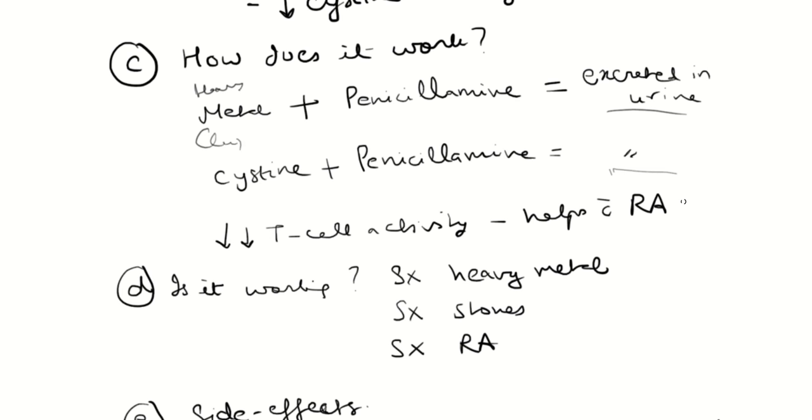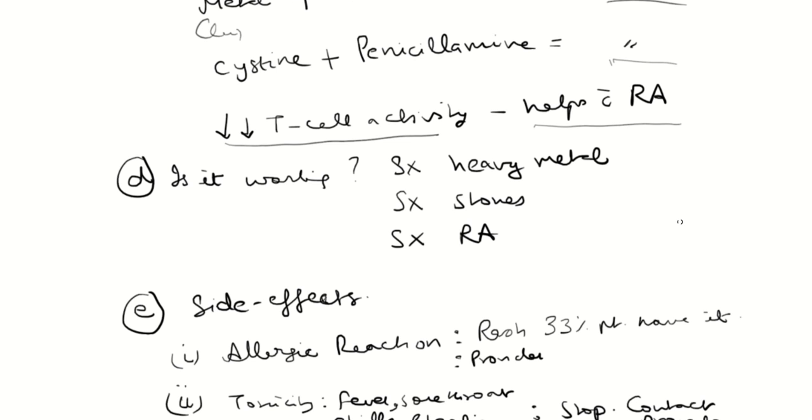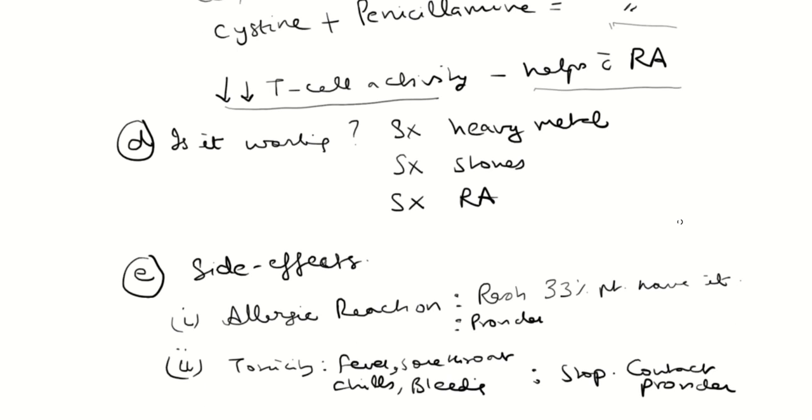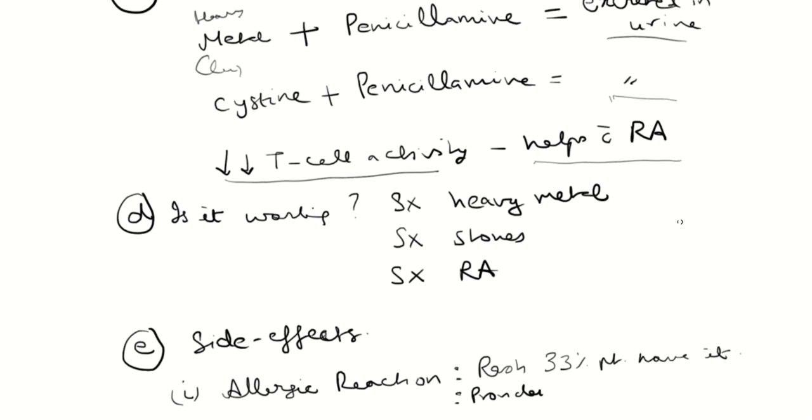Again, it works through a mechanism of action by decreasing T cell activity, and it helps with rheumatoid arthritis. So again, it helps with heavy metals, kidney stones, and rheumatoid arthritis. So is it working? Well, with heavy metals, whatever that disease is and whatever that metal is, you're going to see less symptoms of toxicity, and the patient's going to get clinically better.